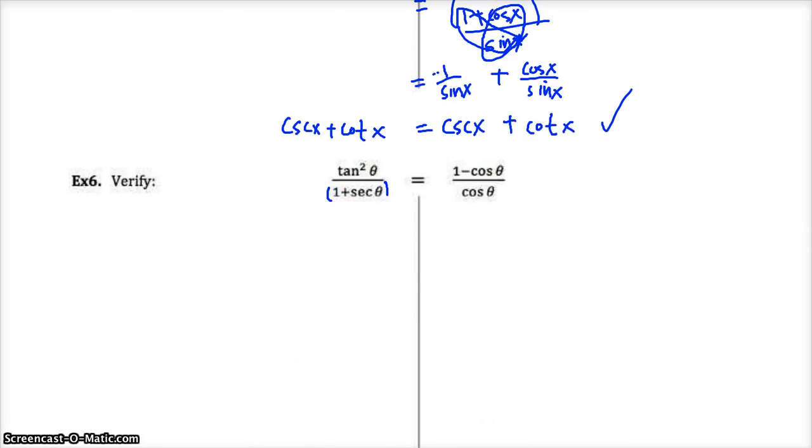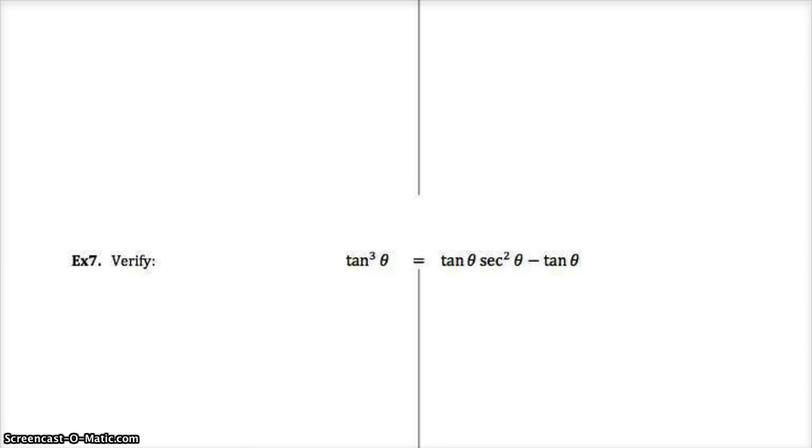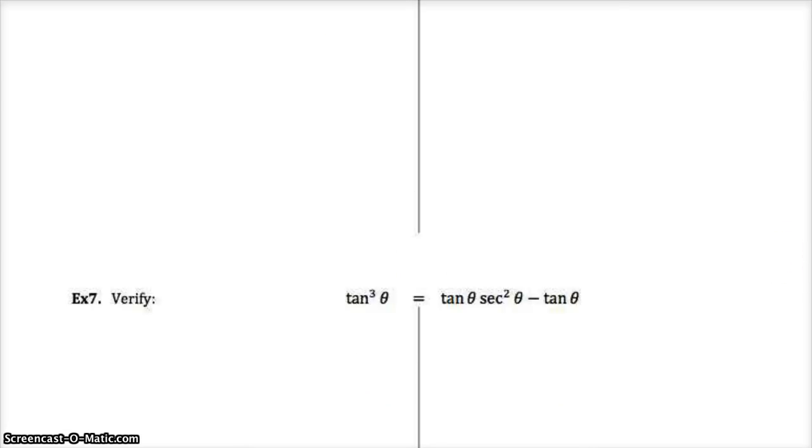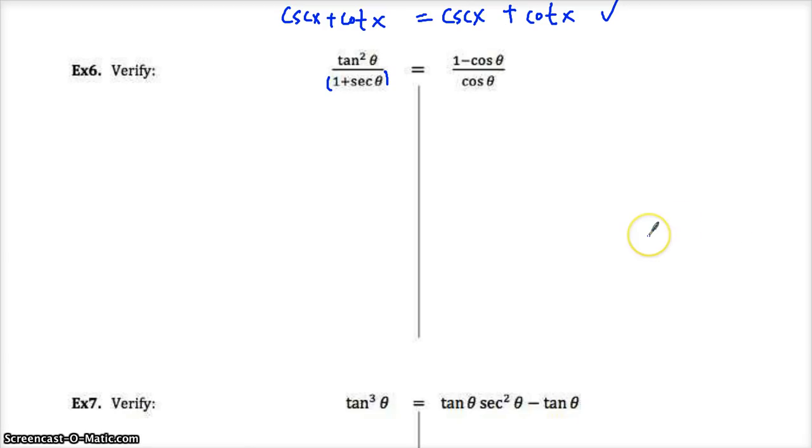Okay, try example 6 and example 7 on your own. Check the answers on the answer key in the student files, and see your teacher if you still need some help.